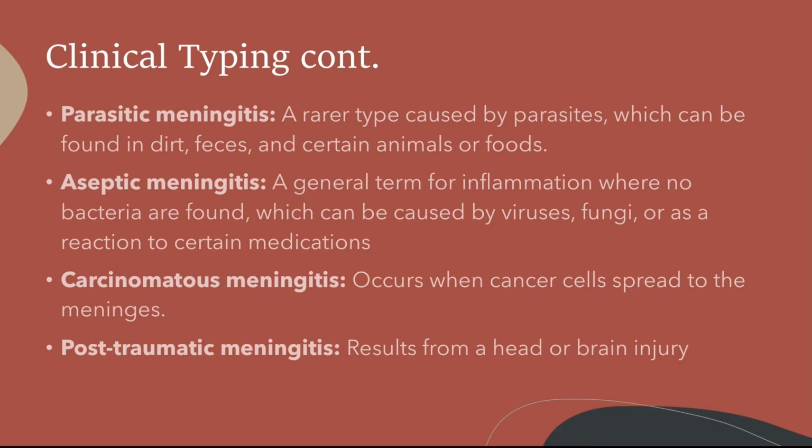Moving on to a few other types of meningitis, we have parasitic meningitis, and this is actually another rare type of meningitis caused by parasites. And most of these parasites are found in the dirt, in feces, or just certain animals or foods. Next being aseptic meningitis, and this is a general term for inflammation of the meninges where no bacteria are found. It can be caused by viruses, fungi, or just a reaction to certain medications.